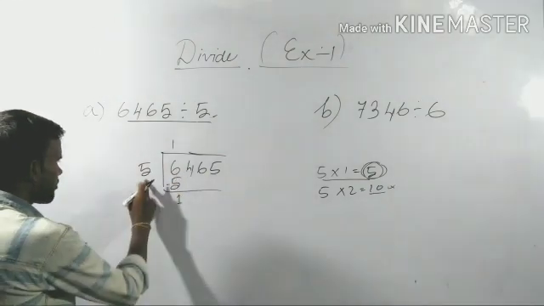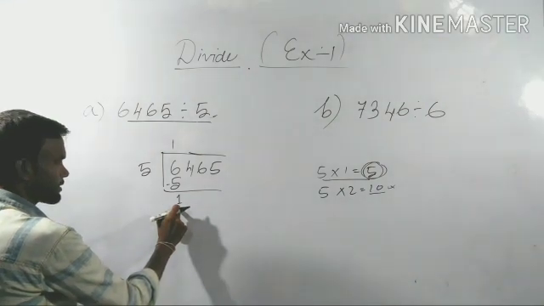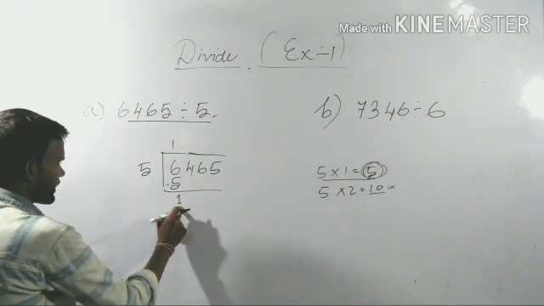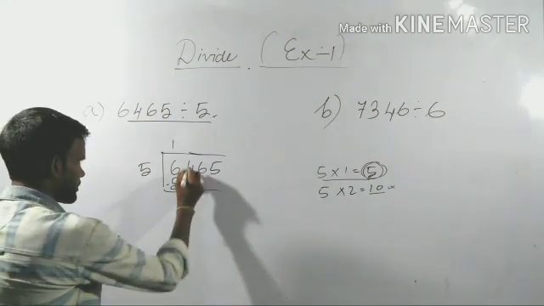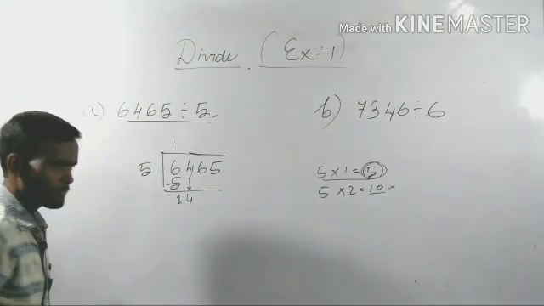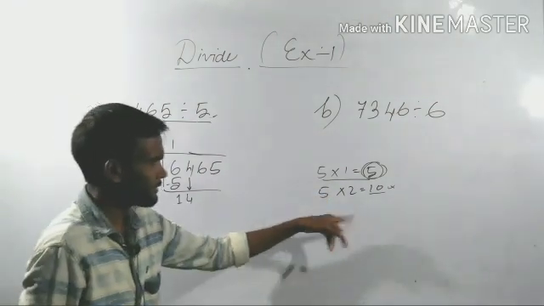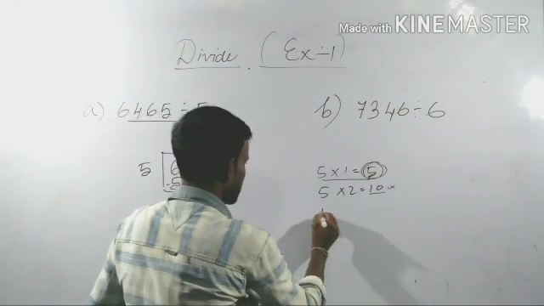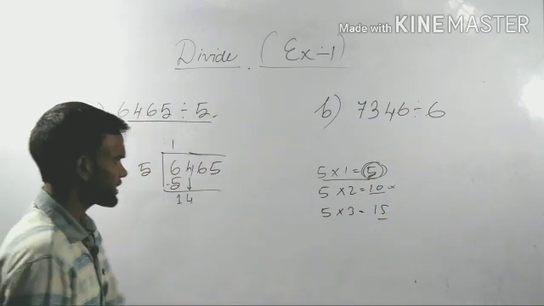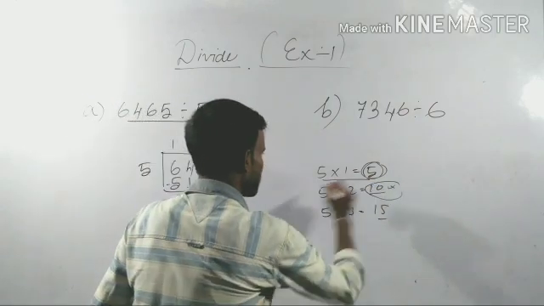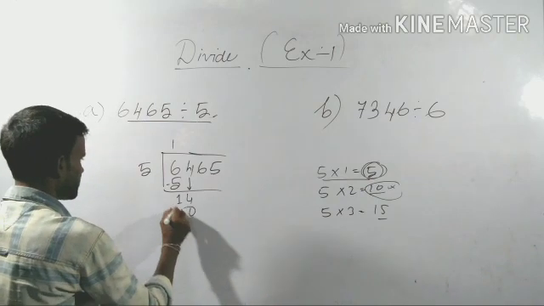Now it is less than 5, so we have to take another digit. If you bring down 4, then it will be 14. Now 5 1s are 5, 5 2s are 10, then 5 3s are 15. So 15 is greater, so you can take 10. Write 10 here.